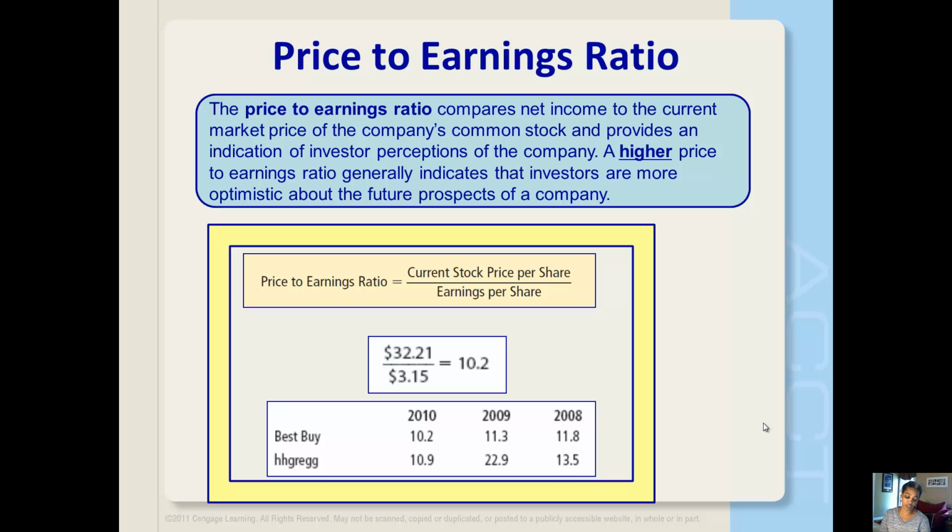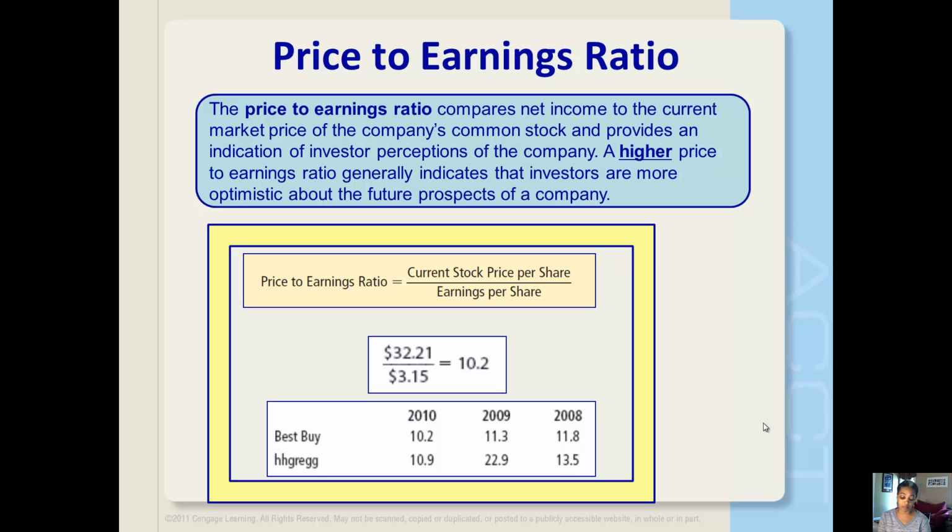The price to earnings ratio compares net income to the current market price of the company's common stock and provides an indication of investor perceptions of the company. In other words, a price to earnings ratio of 10 means that investors are willing to pay 10 times current earnings per share to buy just one share of stock. A higher price to earnings ratio generally indicates that investors are more optimistic about the future prospects of a company. A lower ratio generally indicates that investors are less optimistic about the company's future.